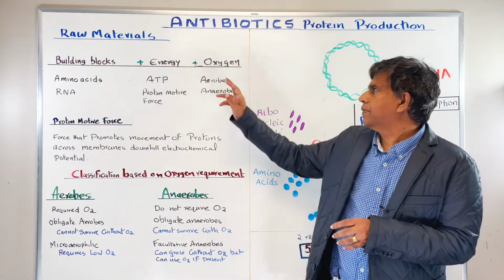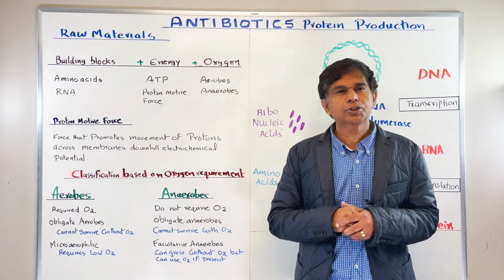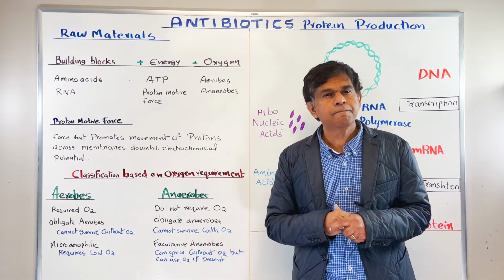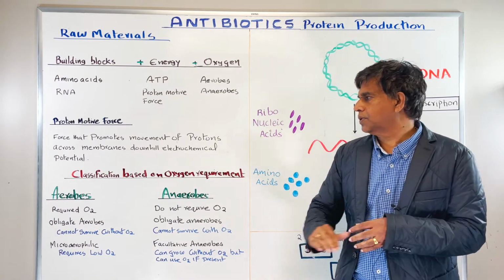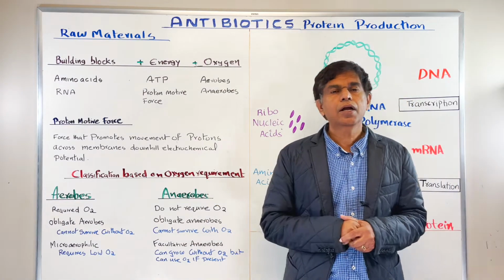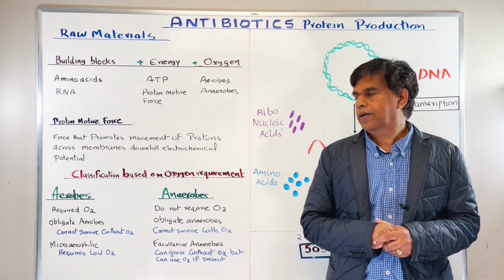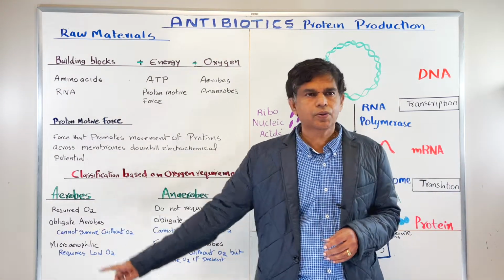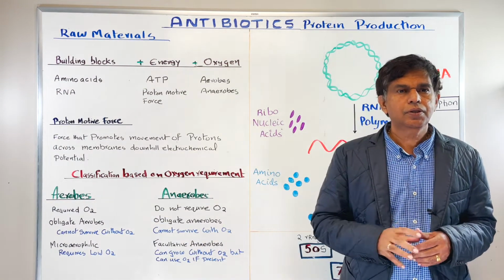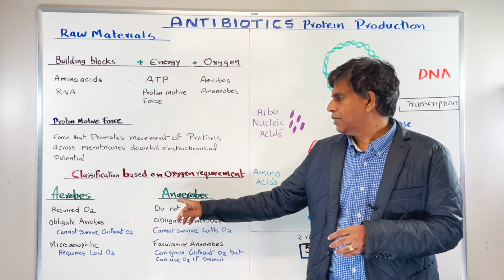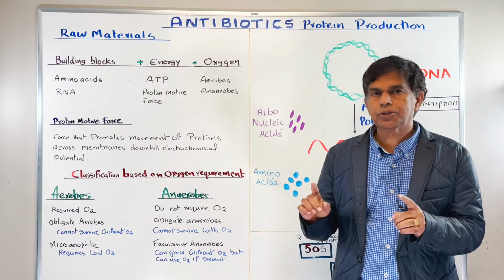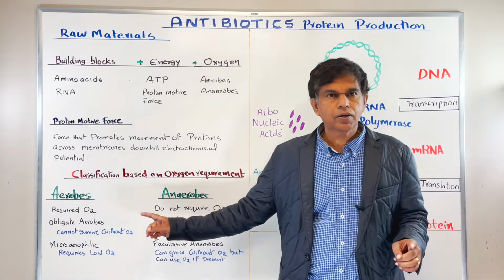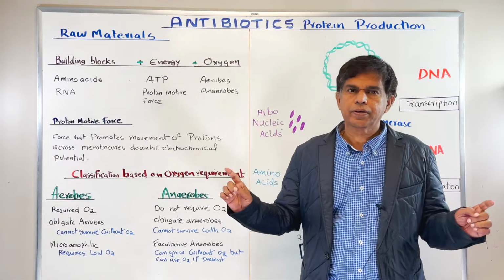Now, depending upon oxygen use, there are anaerobes and aerobes. Next, let's do the classification based on the oxygen requirement. The first one is aerobes. They need oxygen to survive. Then you've got anaerobes. They do not require oxygen. Remember those two: aerobes require oxygen, anaerobes don't.